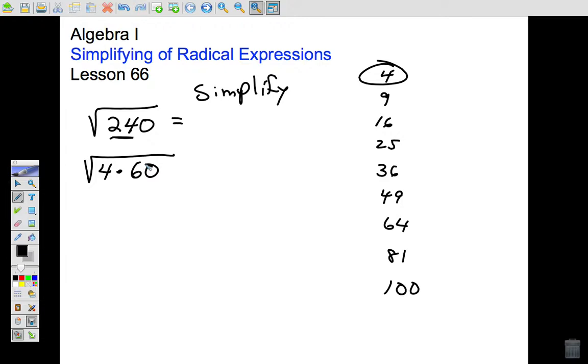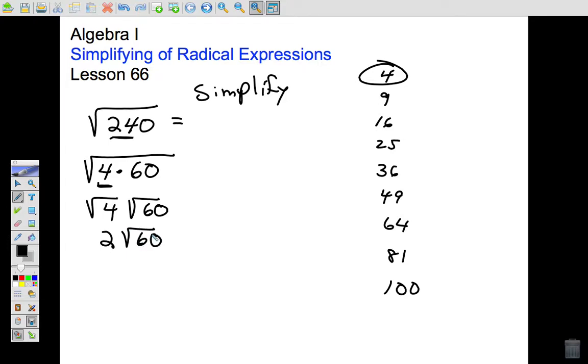So when I try to simplify a radical expression, I need to make sure I have one of the factors being a perfect square. And 4 would give me that situation. Now, what does this mean? It means the square root of 4 times the square root of 60. But the square root of 4 is 2. So really, I have 2 radical 60.